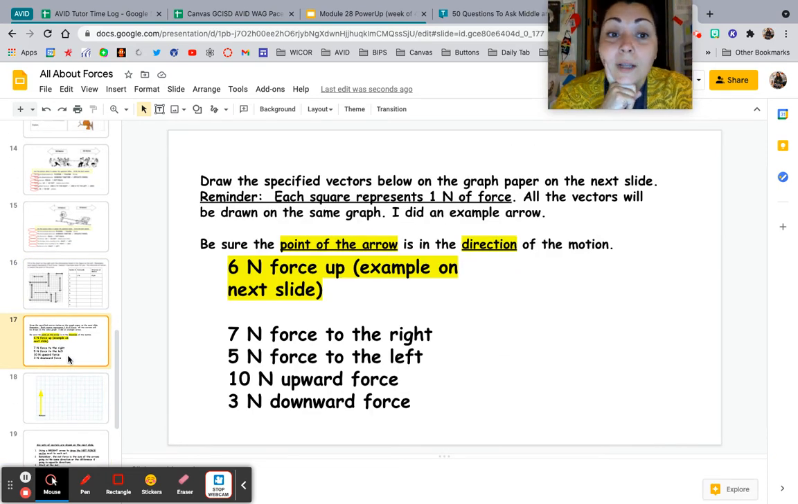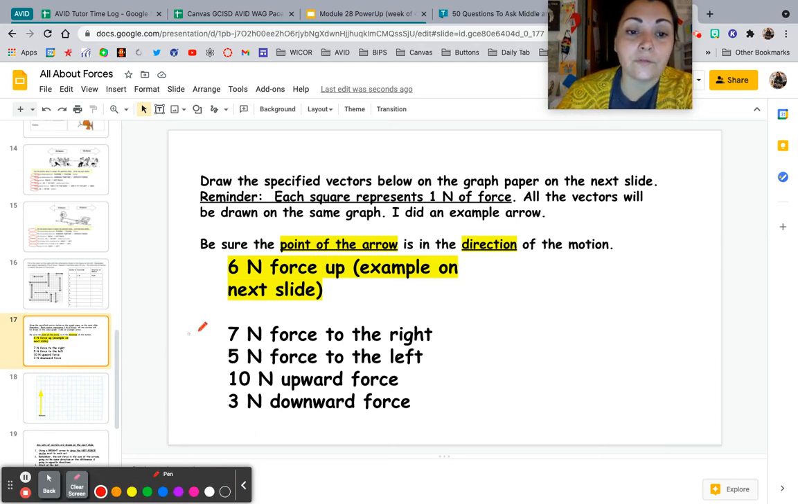Okay, so then now we're moving on. It says draw the specified vector below on the graph paper on the next slide. So you are going to draw these 4 vectors, 1, 2, 3, 4, and you're going to draw them on the next slide. I did the first as an example for you. Remember, 1 square is 1 Newton. All the vectors will be drawn on the same graph. So this one's my example.